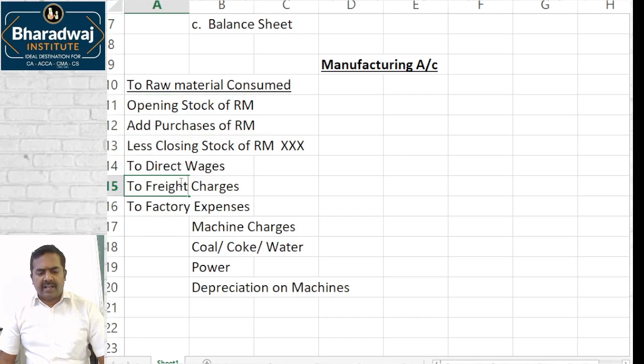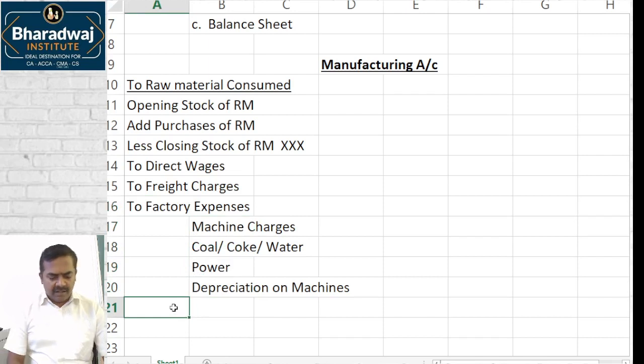Freight charges like carriage inwards, they charge to the manufacturing account. Anything that is related to production, you charge it in which account? Manufacturing account. Then record opening WIP.